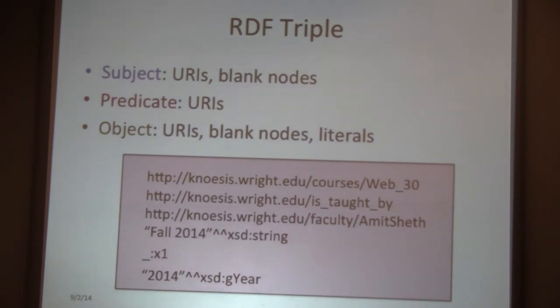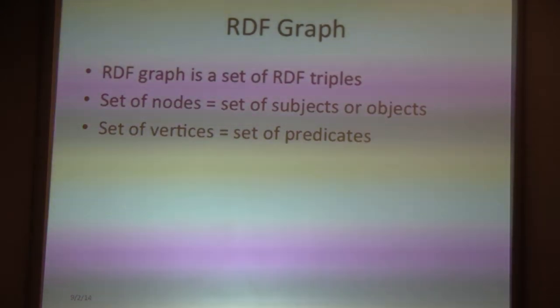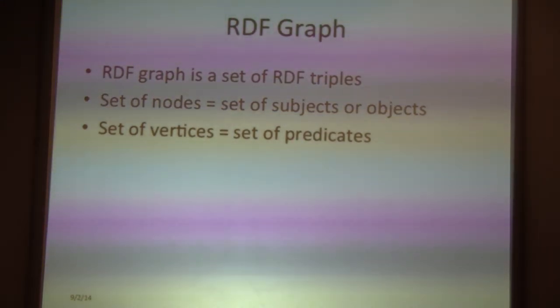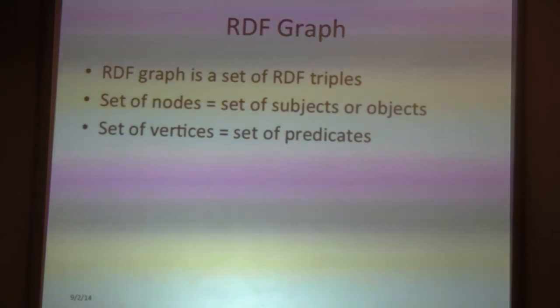So now we know how we form the triples, right? Is it simple? It's so simple, right? So now we come to the RDF graph. Even though they use the name graph, they do not provide a formal graph model.